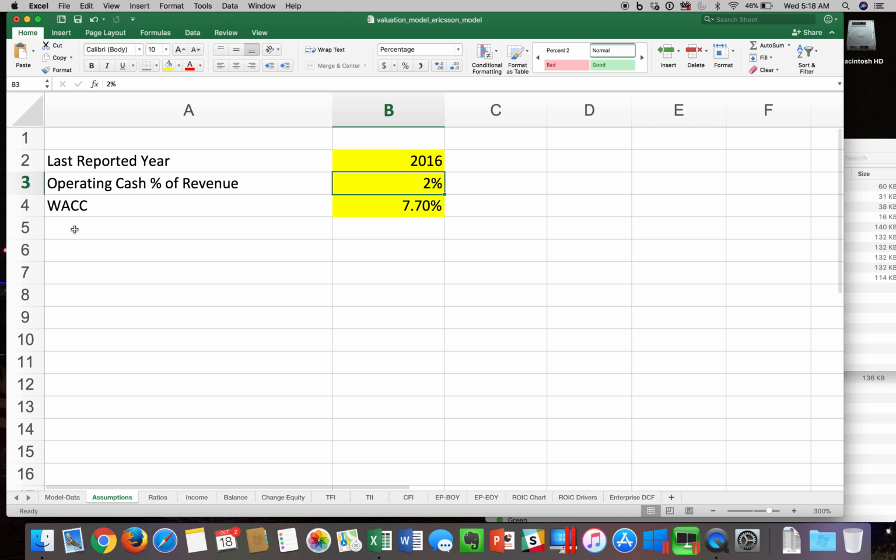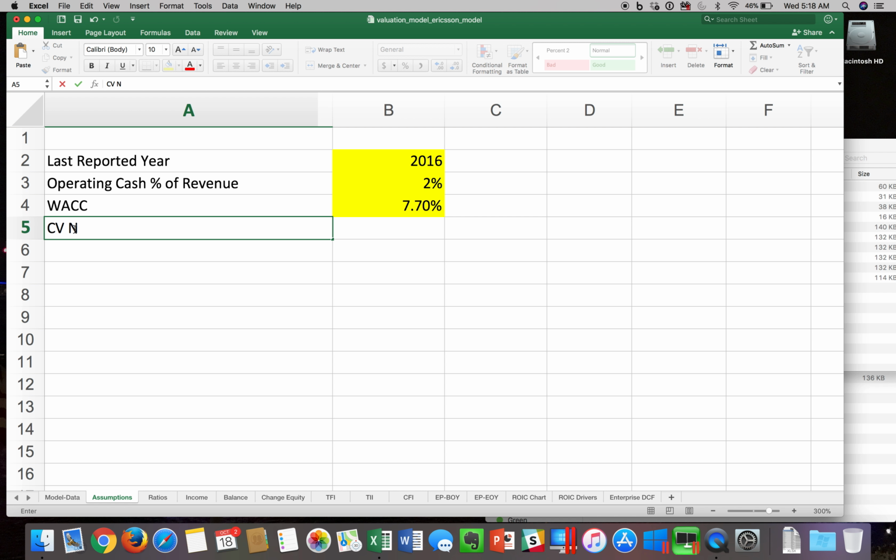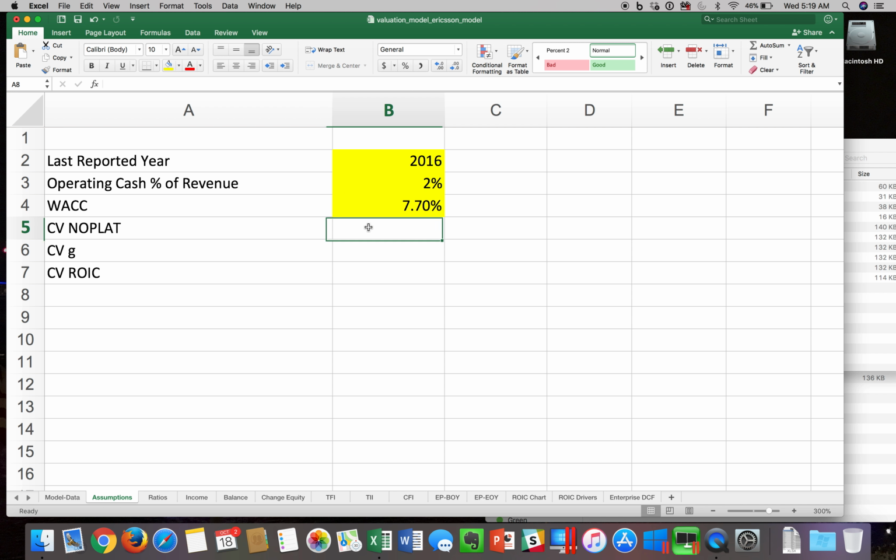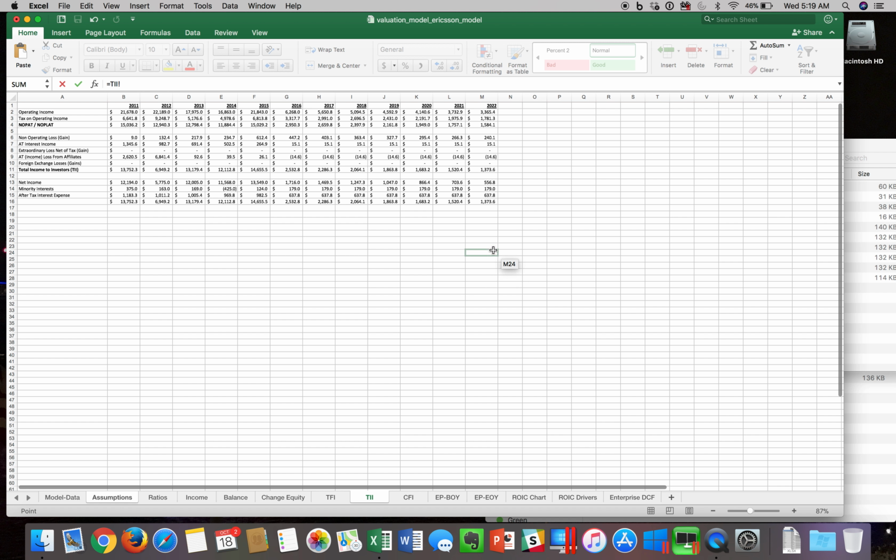100%. And we already have a WACC, so I'm going to add a continuing value NOPLAT, so I can have all my assumptions coming out of this tab. I'm going to have a continuing value G, and I'm going to have a continuing value ROIC. And all of these are going to be changeable, so I'm going to make those yellow. So our continuing value NOPLAT is, from the TII, the 2022 expected NOPLAT, so M4.